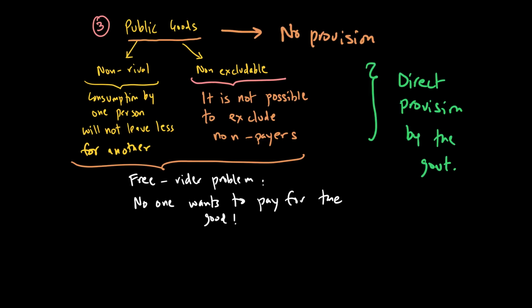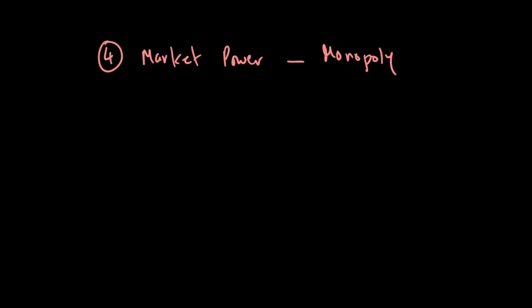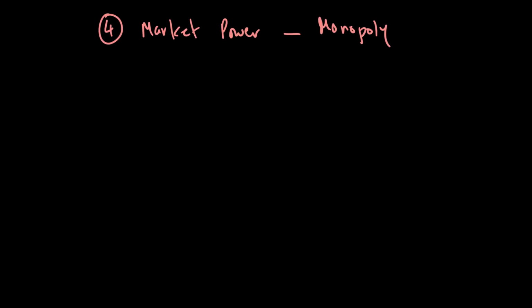Okay? Are we good? The fourth market failure is what we call market power. Market power means basically we're looking at a case of monopoly. We saw in the chapter on monopoly that a monopoly ends up producing less than the socially desirable quantity, or less than the quantity that maximizes both consumer surplus and producer surplus.